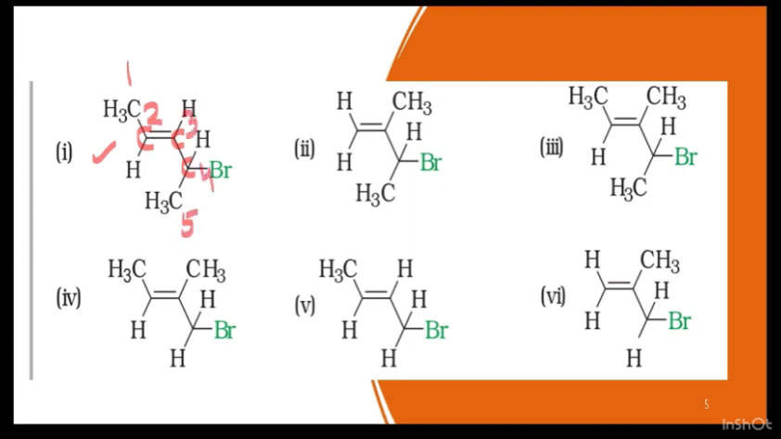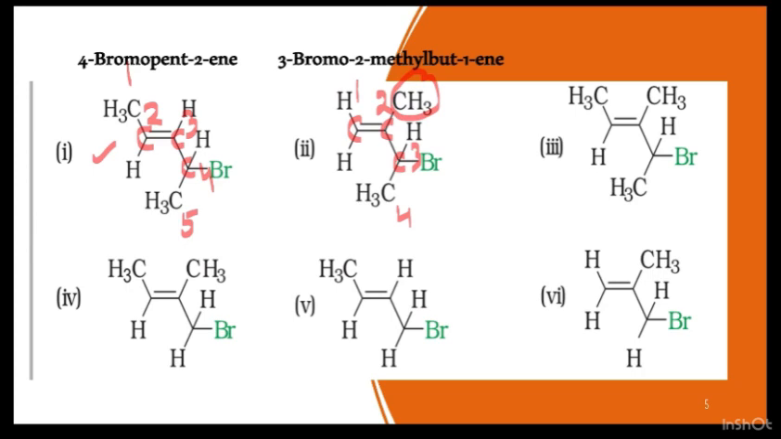So it becomes pent-2-ene and the fourth carbon is having bromo. So the name would be 4-bromopent-2-ene. Second example, you have carbon, carbon, carbon, 4 carbons in the main chain. The main chain should include the carbons involved in double bonding. Again, start numbering from this side. This is but-1-ene. So third carbon is having bromo and second carbon is having methyl as a substituent. So the name is 3-bromo-2-methylbut-1-ene.